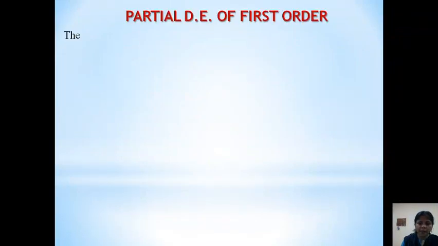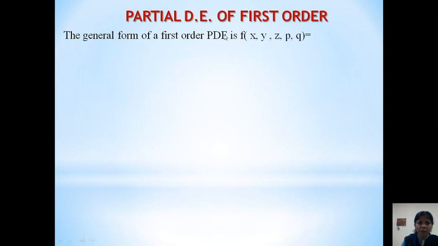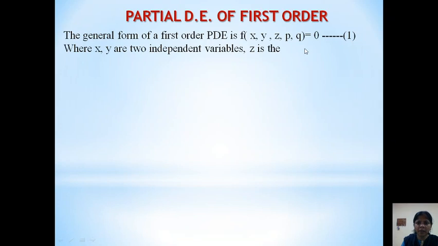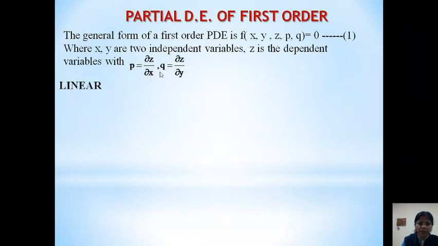Let us see a few more important definitions. A partial differential equation of first order, what does it mean? The general form of this differential equation is f(x, y, z, p, q) = 0, where x and y are the two independent variables, z is the dependent variable and p and q are the derivatives of z with respect to x and y respectively, right?